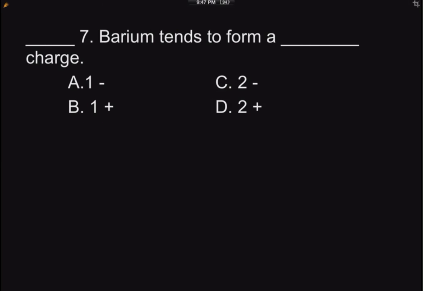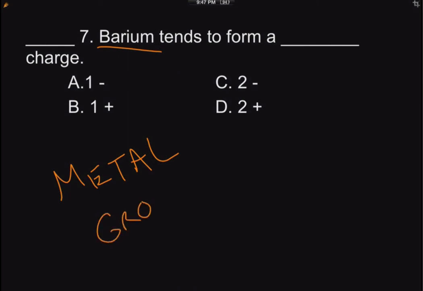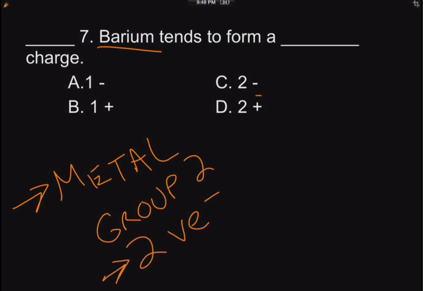Barium tends to form what type of charge? Well, barium is a metal. Okay, so that means it's going to be a positive charge. All the metals tend to form positive charges. How many valence electrons does barium have? Barium is in group 2, or column 2, so that means it has two valence electrons, which means it's going to lose, since it's a metal, two valence electrons, and that means the charge is going to end up being positive 2.